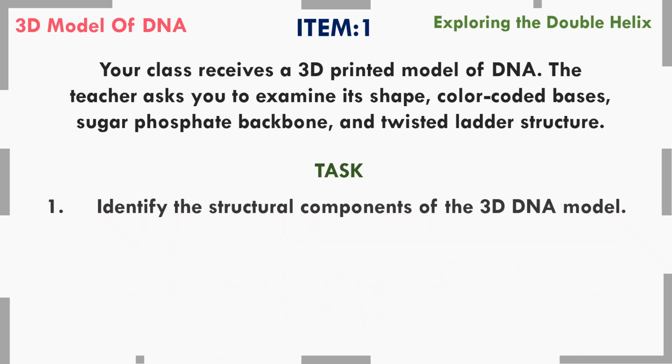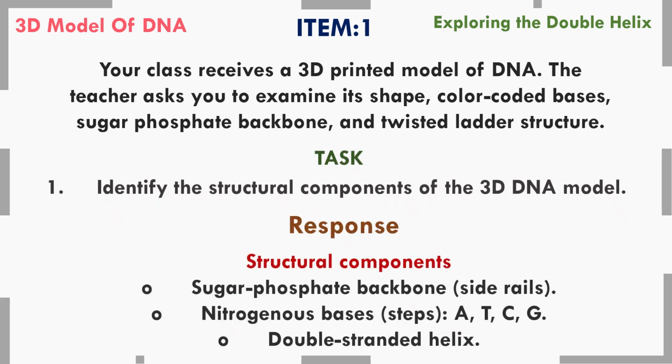Let us start with identify the structure components of a 3D DNA model. The structure components include the sugar phosphate backbone, that is a side rail. The nitrogenous bases, we have adenine, thymine, cytosine, and guanine, and a double-stranded helix.